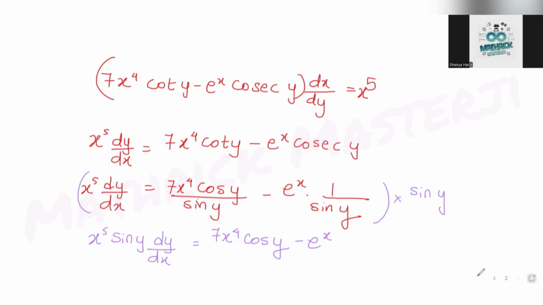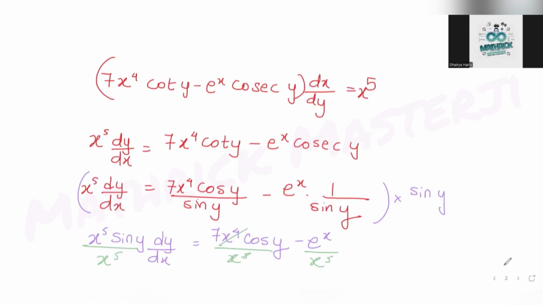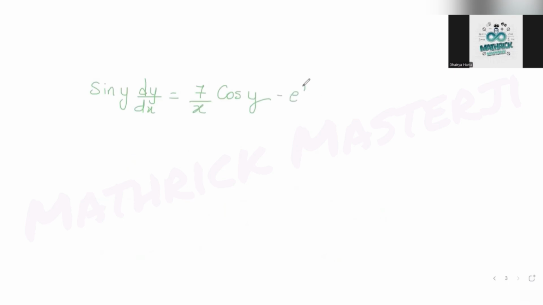Now I don't want this x^5 here, so everywhere I will divide by x^5. What I get is sin y dy/dx is equal to, since x^4 cancels with x^4 and 1 is left, 7 over x times cos y, minus e^x over x^5.